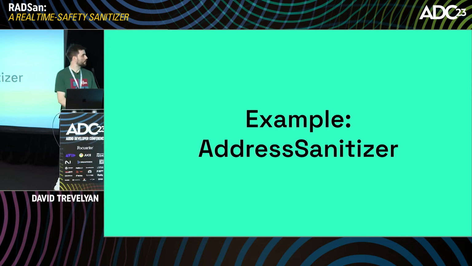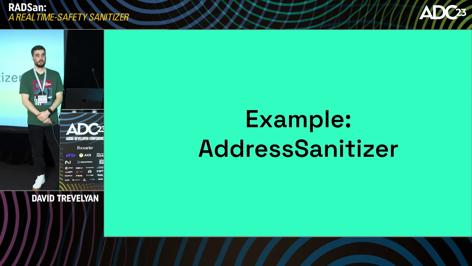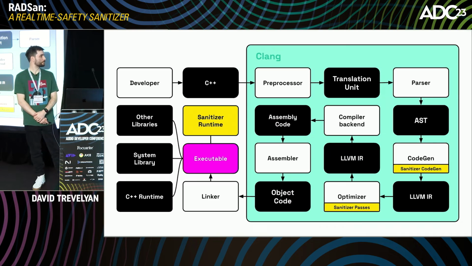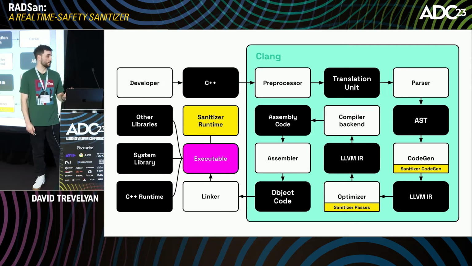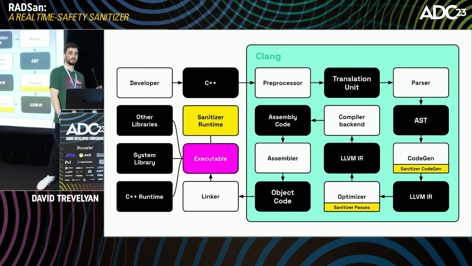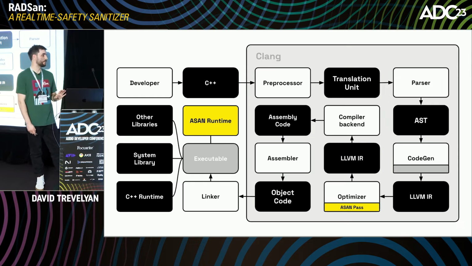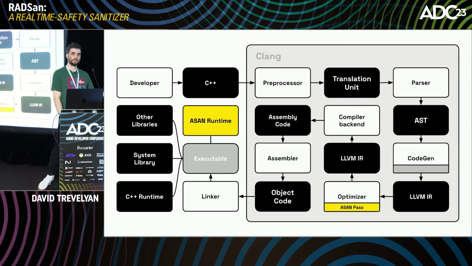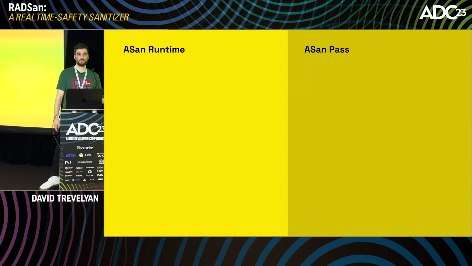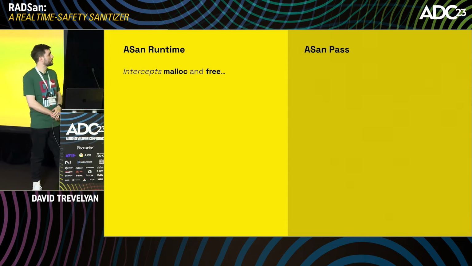All right, so we think the easiest one to understand is address sanitizer, so we're going to use that as an example. Now, address sanitizer doesn't use all three aspects of this diagram. It's actually only got two parts of it. There's a sanitizer pass and a runtime. And this is what they do. It's actually fairly straightforward to understand.